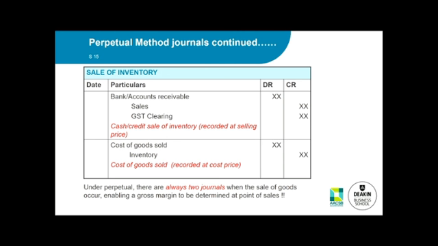We also have to be very clear on this: when this happens, there is no GST attached to it. GST would have been attached to it when we purchased inventory. But whenever we sell it, never, ever do we have GST here, right? Because it had already been recorded. So under the perpetual inventory system, there are always two journal entries when the sale of goods occurs, enabling the gross margin to be determined at point of sale.